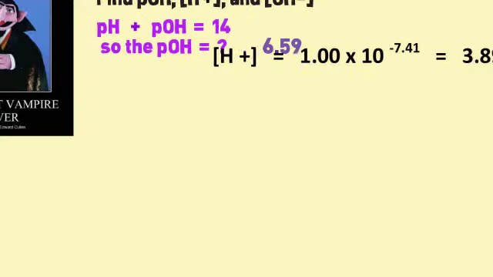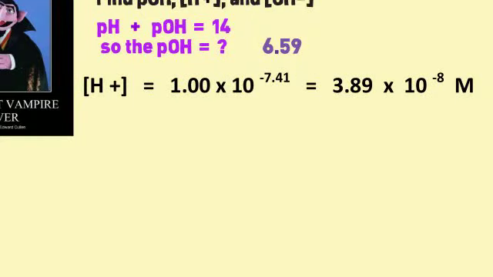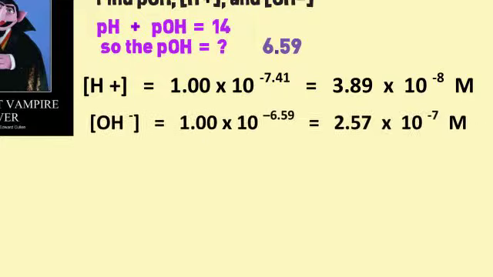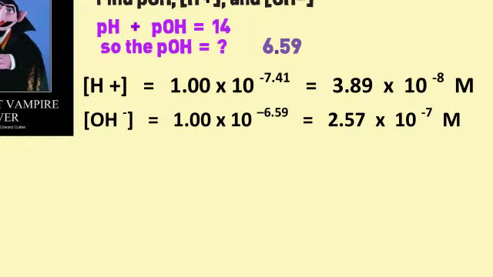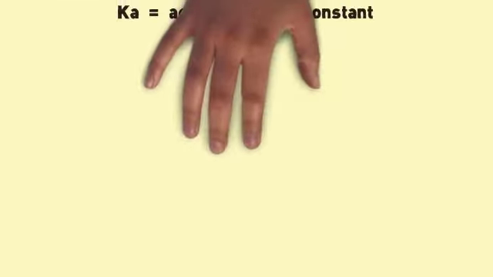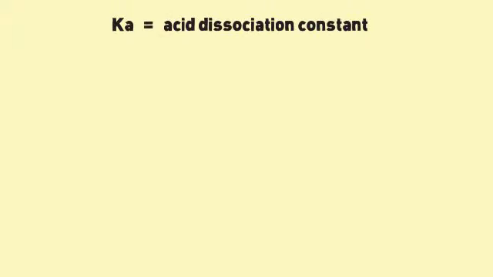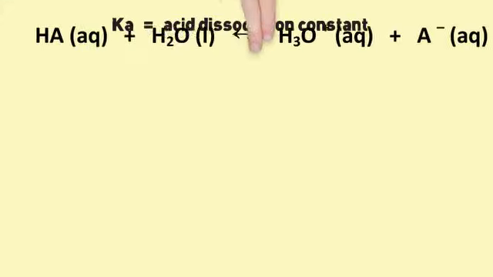Let's take a look at that. This would be 1 times 10 to the negative 7.41 for hydrogen. And there's the answer. 3.89 times 10 to the negative 8th molarity. And here it is for hydroxide. 2.57 times 10 to the negative 7th molarity. Hey, is that an acid or a base? Not telling.